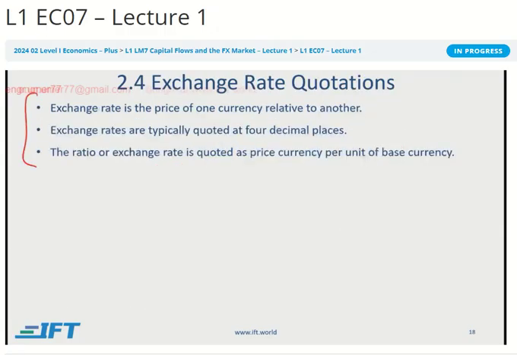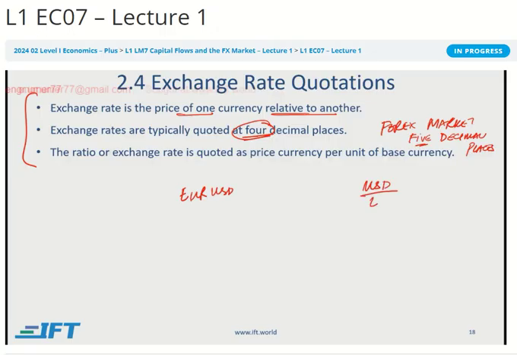Right. So the exchange rate is the price of one currency relative to the other, typically quoted at 4 decimal places. Again, in the forex market these days, when you go and see quotes, you will see that they are now done at 5 decimal places. A lot of forex brokers are now doing 5 decimal places, but the original is 4. So for example, Euro USD, first of all, they will write it like this, where actually the technically correct way is to write it like this, even though the base currency is euro, but they're still writing it first.